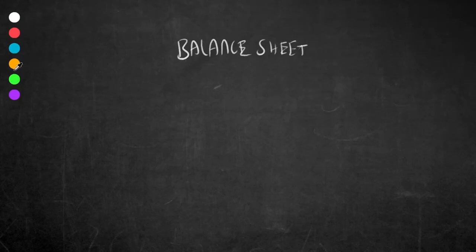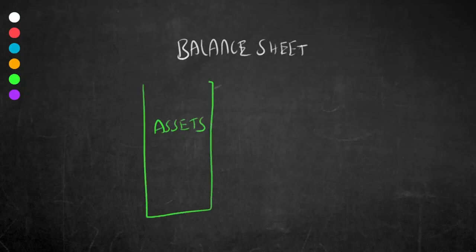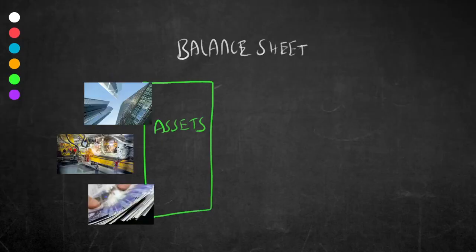So what makes up a balance sheet? First of all, we have assets. This is one of the components of a balance sheet. An asset is what a company has. It's what a company possesses. For example, cash in the bank, equipment, property. This is what a company actually has.